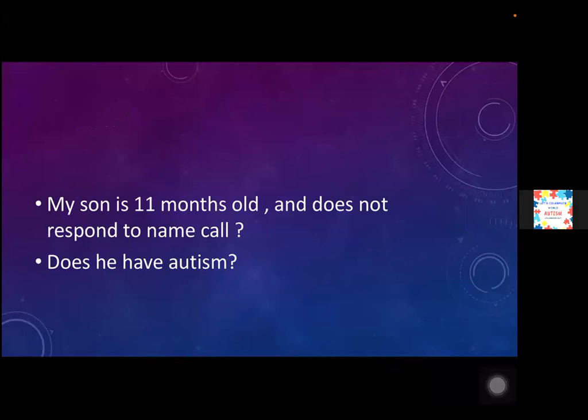The first question is, my son is 11 months old and does not respond to name call. Does he have autism? Not responding to name does not necessarily mean autism. On an average, the child will start responding to their name by the age of 8 to 9 months, and by their first birthday, the child should respond to name call. If a child doesn't respond to name call by 12 months, it is a red flag that a child might have autism, or some kind of developmental delay or a hearing loss.